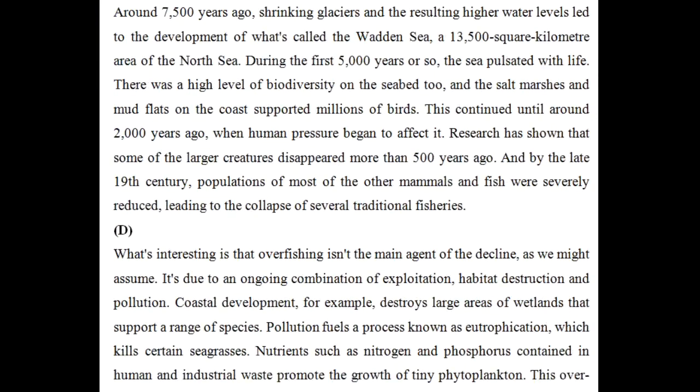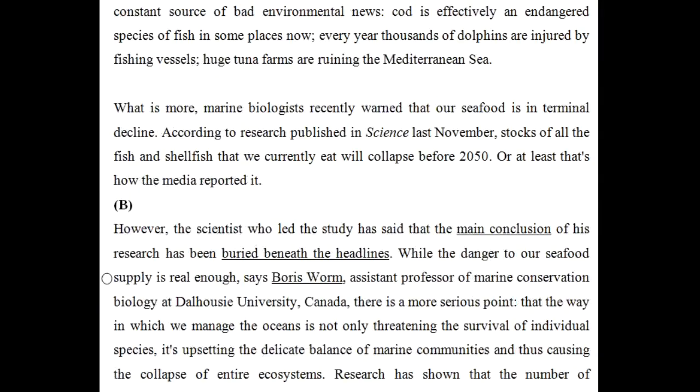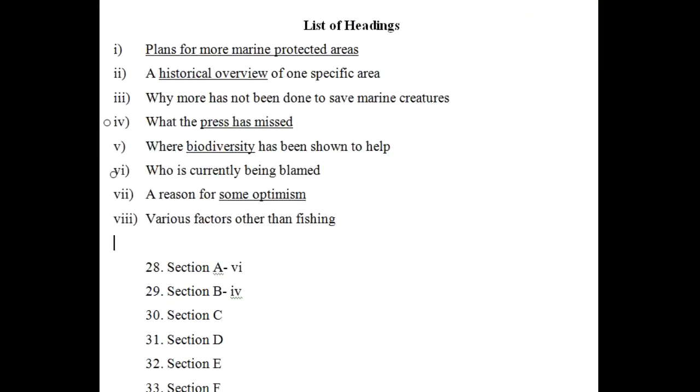Now he's saying around 7,500 years ago, shrinking glaciers and the resulting high water level led to the development of what's called the Wadden Sea. So talking about time and talking about a place, let me see if anything I can match with this. Yes, historical review. So he's talking about the time. One specific area is the Wadden Sea. But is it a historical overview? We have to check that.